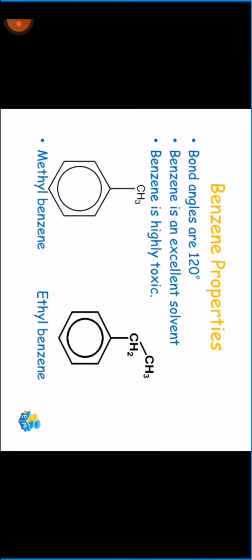For the properties of benzene, the carbon angles in benzene are 120 degrees. Benzene is an excellent solvent, but it is highly toxic. And two useful forms of benzene are methylbenzene and ethylbenzene.